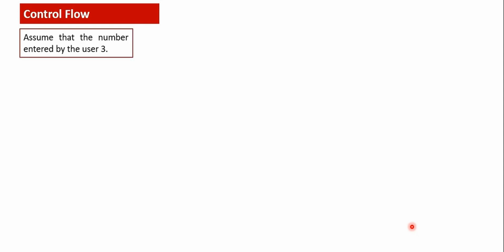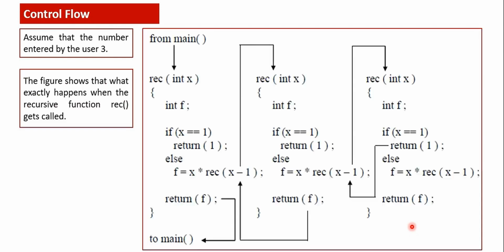Now let's understand the control flow, that is, how the control is flowing within the same function. Assume that the number entered by the user is 3. This figure shows what exactly happens when the recursive function gets called. Let's start with 3. From the main we have the value for this function call: recursion integer x is equal to 3. Now it comes to the body of the function. Is x equal to 1? So this condition fails.